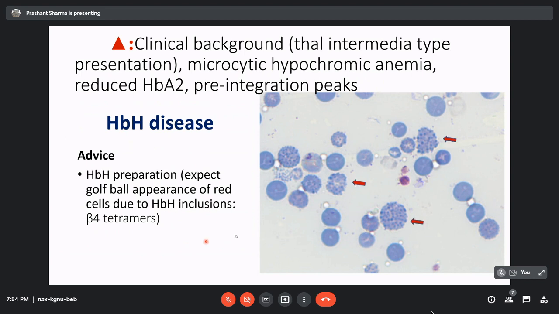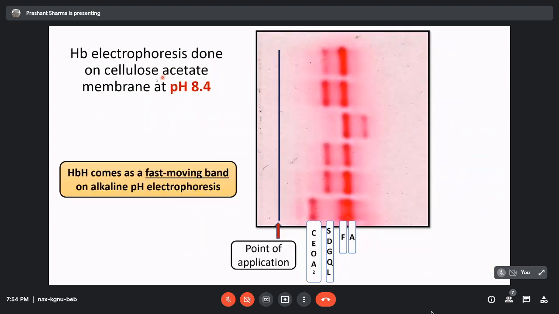You can also confirm it. Yeah, so these are the golf ball-like RBCs. You can also confirm it on hemoglobin electrophoresis, where HbH comes as a fast-moving band. So this is the hemoglobin electrophoresis done on cellulose acetate membrane at pH 8.4, so at an alkaline pH. And the way to interpret it is we look for the point of application, and we look where hemoglobin A, or adult hemoglobin, is going to be coming in.